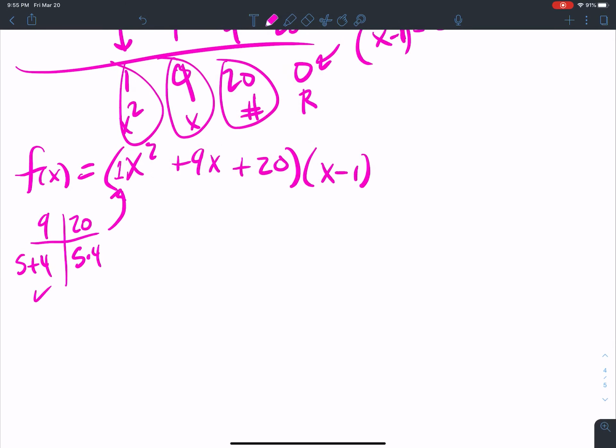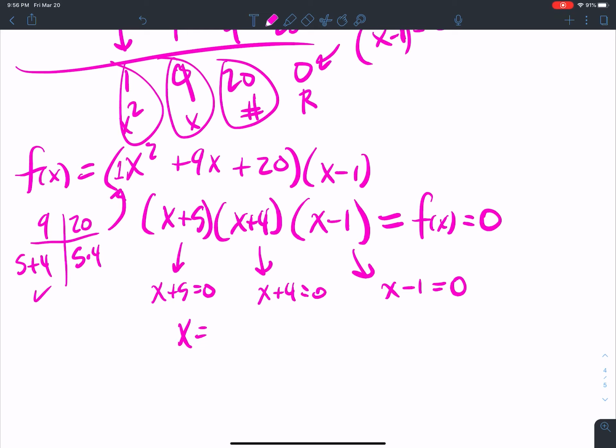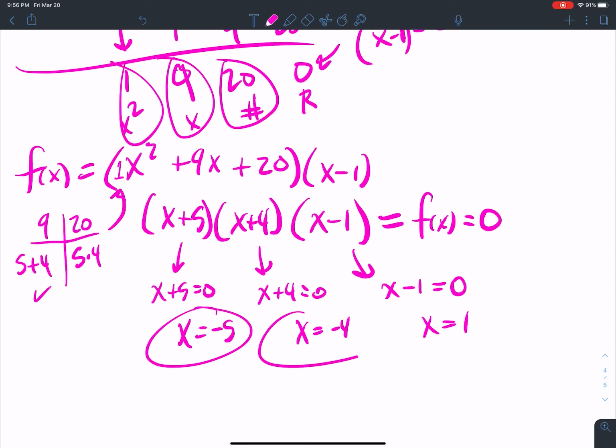Since a is 1, I just write x plus 5, x plus 4, and then x minus 1 for my other factor. And now this is really easy to find the zeros. I set f of x equal to 0, and so that means x plus 5 equals 0, or x plus 4 equals 0, or x minus 1 equals 0. And so x equals -5, x equals -4, and x equals 1. So those are the zeros, okay?